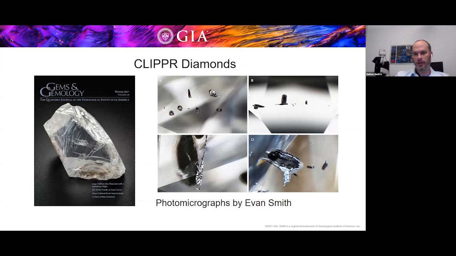We also had one of our GIA researchers, Evan Smith, do quite a bit of work using inclusions to reveal more information about a different category of diamonds that he's designated as CLIPPIR diamonds, which are Cullinan-like, inclusion-poor, partially resorbed diamonds that form in this sort of super deep environment. So if you'd like to read more about Evan's work on the inclusions related to those diamonds, be sure to check out the Winter 2017 issue of G&G on the GIA website.